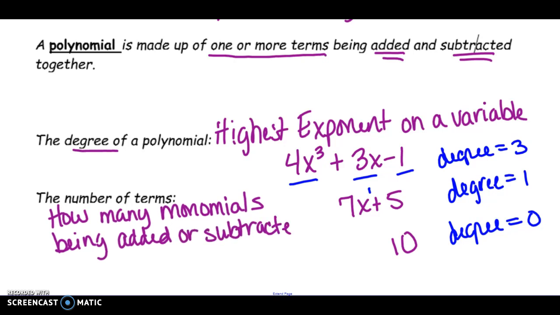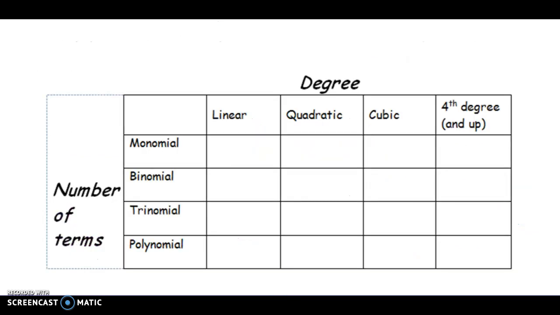So we need to know these things so that we can actually classify or name polynomials, which is what the table is going to show us. And as I'm going through these, I'm going to actually give examples. So for the first one, the number of terms over here: monomial we know is 1, binomial is 2, trinomial is 3, poly is 4 or more, sorry, 4 or more.